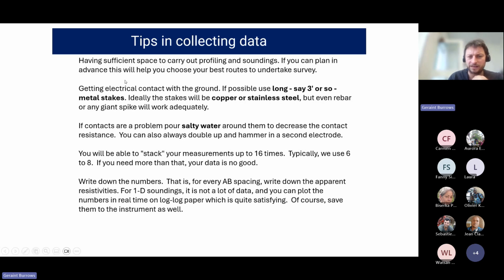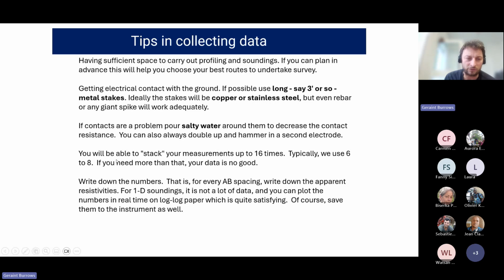Getting electrical contact to the ground is very important, and so using long metal stakes as your electrodes, ideally made of copper or stainless steel, perhaps up to 3 feet length, is good. If contacts are a problem, then you'd pour salty water around the electrodes to improve the contact.